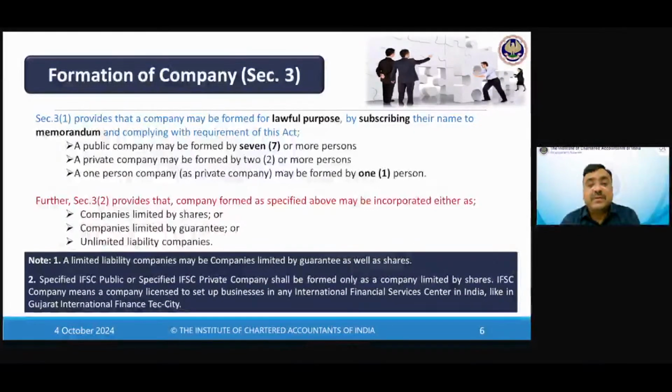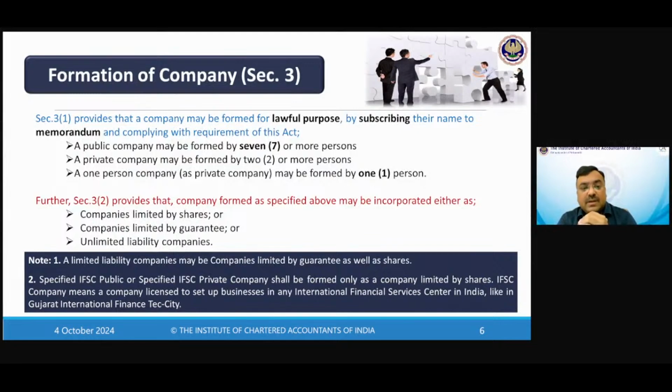Further, subsection 2 provides that a company may be limited by shares, limited by guarantee, or an unlimited company. Company limited by shares means that the liability of members is limited up to the unpaid value of shares that can be called during the lifetime or at the time of winding up. In case of company limited by guarantee, the members are liable up to the amount undertaken, which can be called only at the time of winding up. And in case of unlimited liability, the liability of members is unlimited, like partners in case of partnership firm.